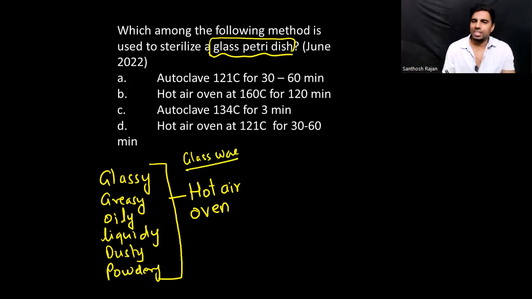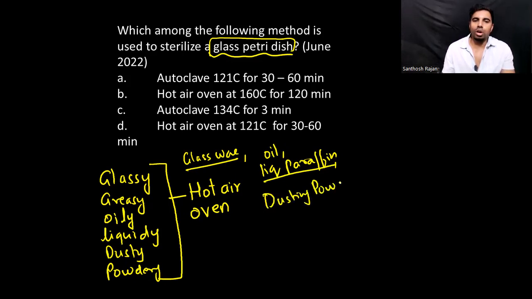Greasy, any greasy substances. Oil, liquid paraffin. Any oil or grease related substance, liquid paraffin. Dust means dusting powder, the dusting powder which you use in your gloves. All of this goes in the hot air oven.